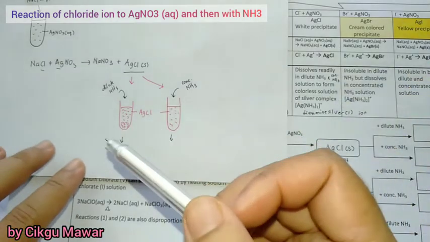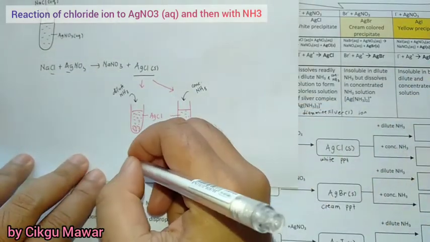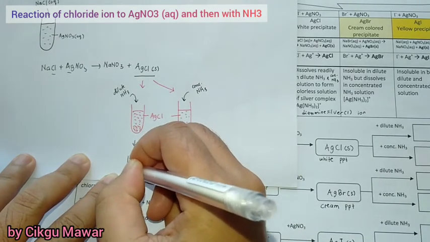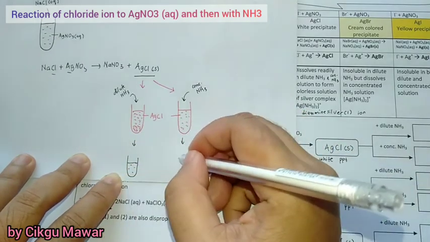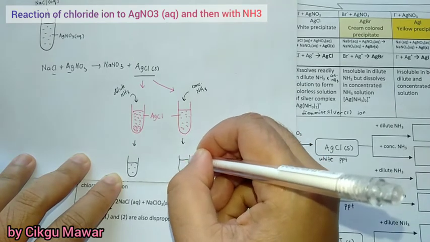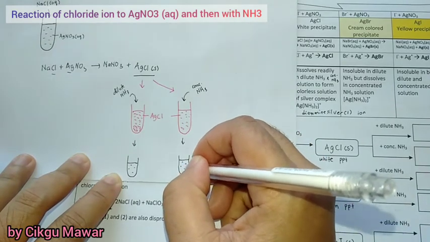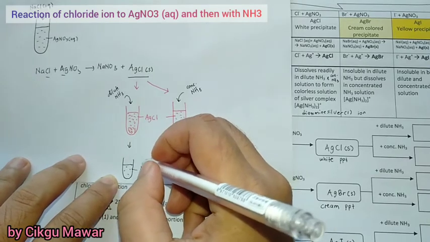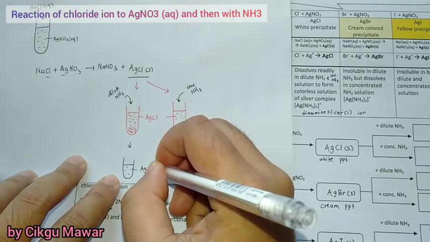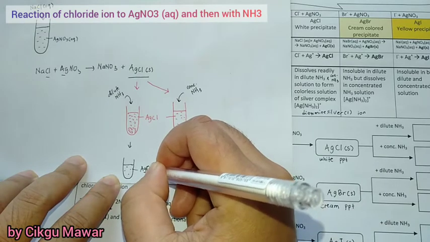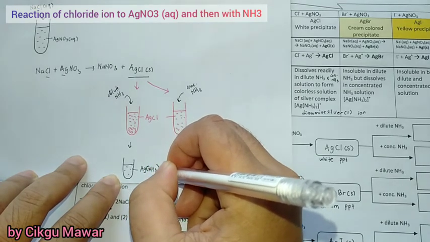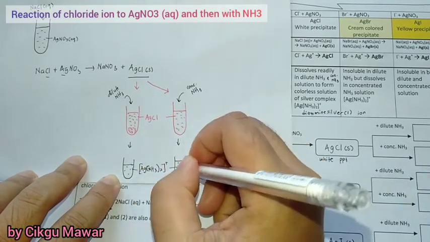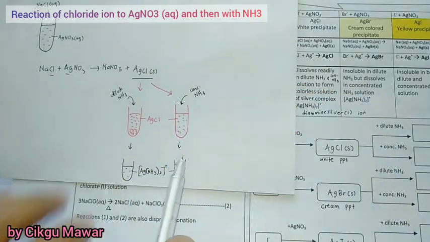So now this is the product formed, where we can see a colorless solution observed for both solutions. So both are diamminesilver(I) ion. So this is the product formed for both.